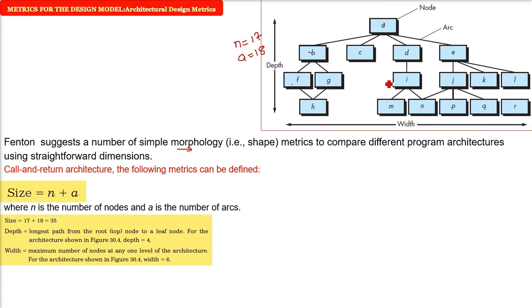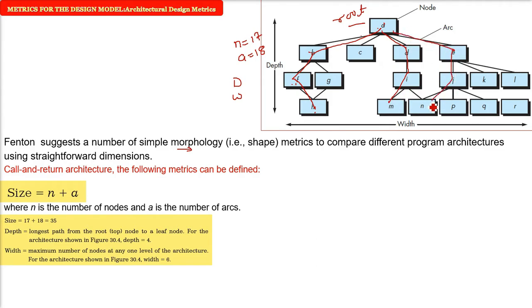There are other parameters also, like the depth and the width. So depth is the longest path from the root, which is the top node, to a leaf node. So in the figure, you can just see how many levels it has: 1, 2, 3, 4. So depth is the number of levels you can assume. So this is the longest path from the root to the leaf. So the answer here is 4. Depth is going to be 4.